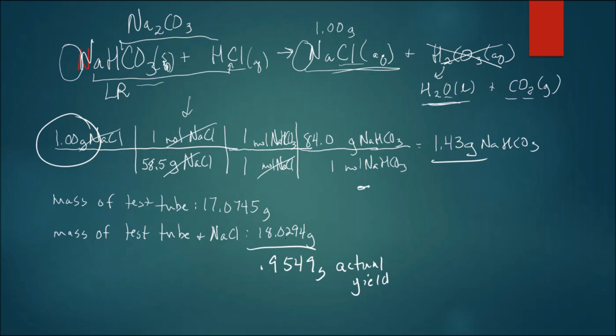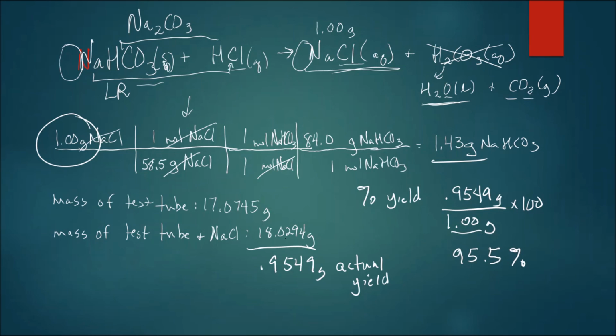So to find the percent yield, we take the actual yield and we divide it by the in theory yield, multiply by 100 to get 95.4. Let's do 3 sig digs, 95.5%. So through this process, I was able to actually produce 95.5% of the product that I was ordered to provide.